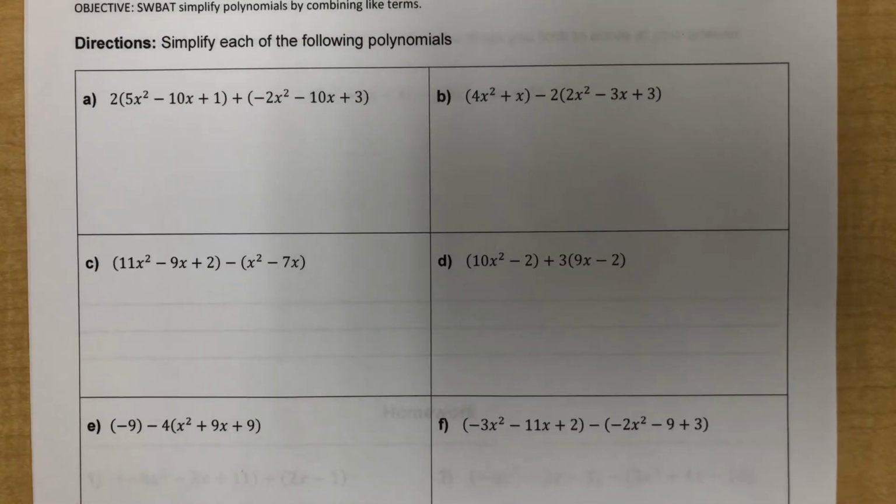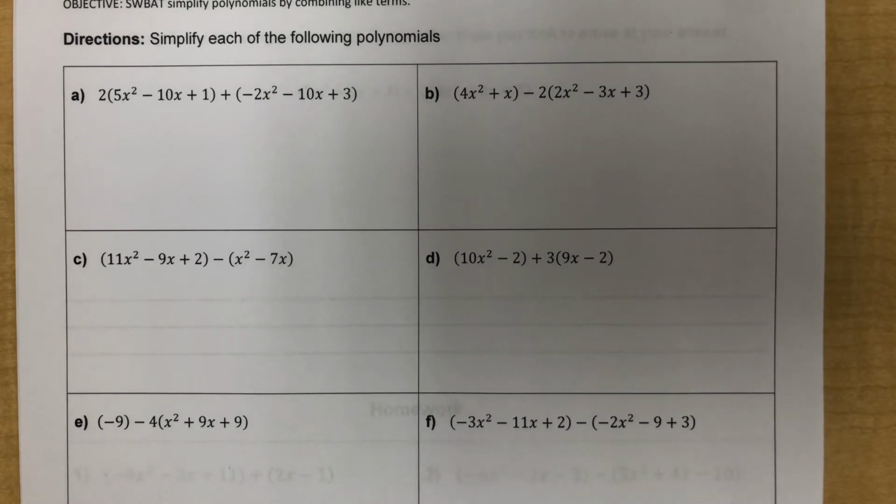Okay. So as we look at these directions, it's telling us to, again, just practice what we went over on the first page. We want to simplify each of the following polynomials. These might be a little bit more challenging just because the coefficient in front could be a +1, it could be a -1, it could be a number like 2. So let's do a few examples here before I have you practice on your own.